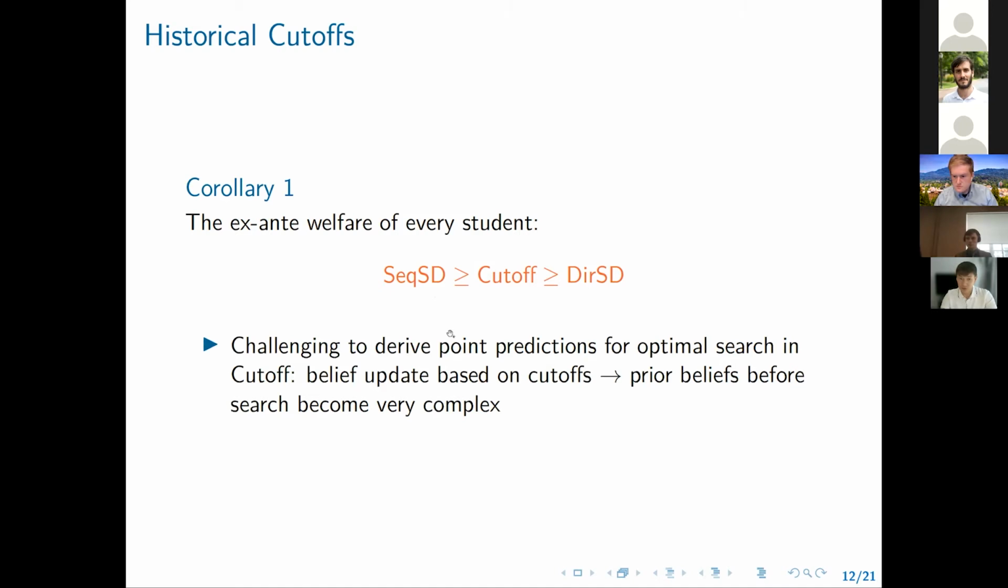Importantly, before I switch to experiments, under cutoffs we cannot already have precise point predictions for optimal search, just because provision of the cutoffs changes things; we cannot rely on a uniform prior anymore. So that's the furthest we could go in terms of predictions of cutoffs. That's why the experiment is actually even more important.